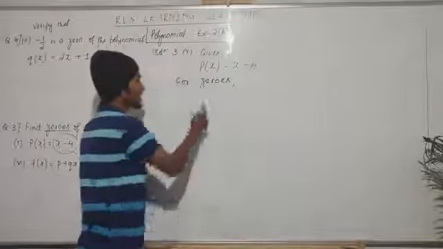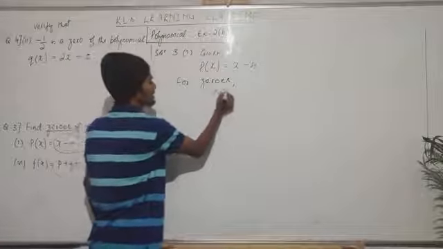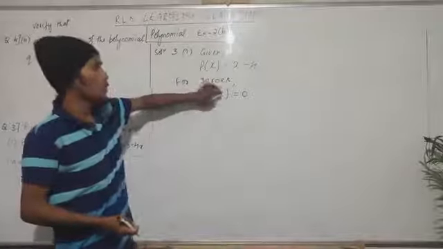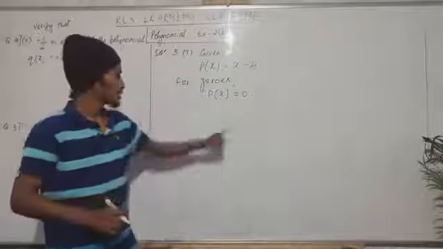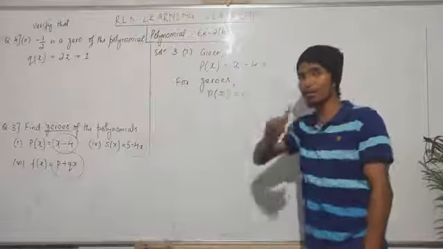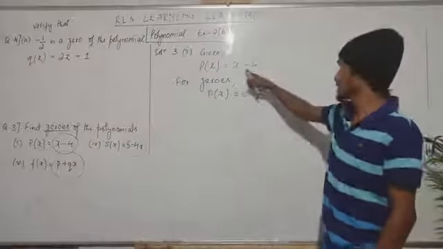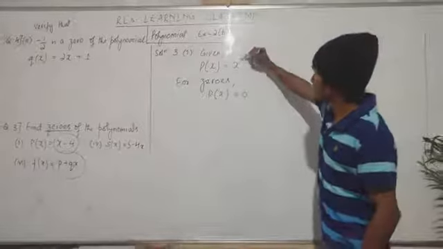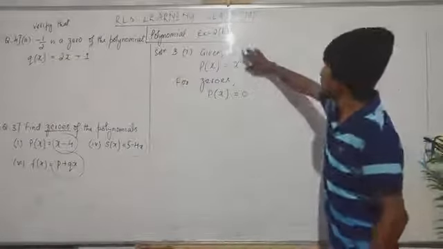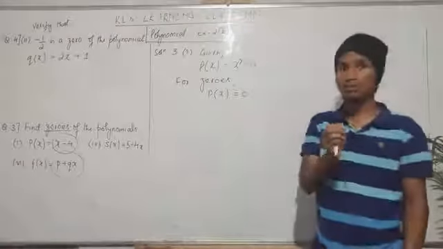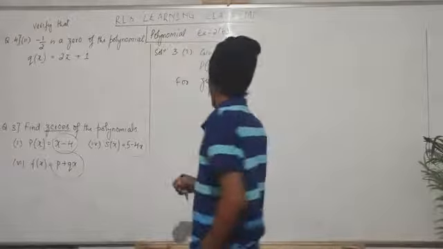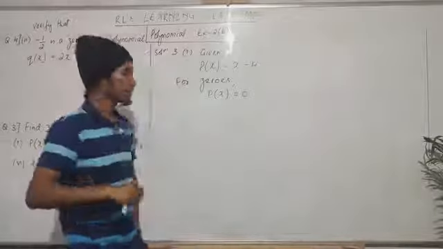For zeros, it means that this P of x should be equal to 0. The whole polynomial should be 0. This type of polynomial is linear, and whenever it is linear, the degree is 1. If the degree is 1, the zeros will be 1. If the degree is 2, then the zeros will also be 2. Here the degree is 1, so there will be 1 zero.